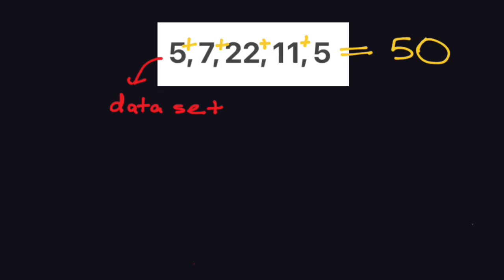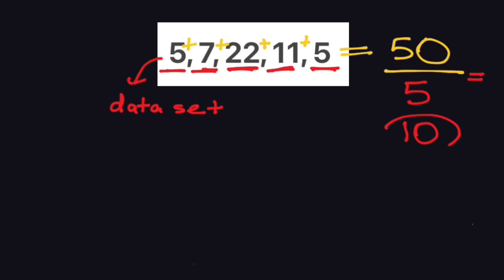Now, to find the mean, we're going to divide our sum of 50 by the number of numbers in our data set. So let's count how many numbers we have. We have 1, 2, 3, 4, 5 numbers. So we're going to divide our sum of 50 by 5. Now 50 divided by 5 is equal to 10. So just like that, we found the mean. The mean of this data set is 10.